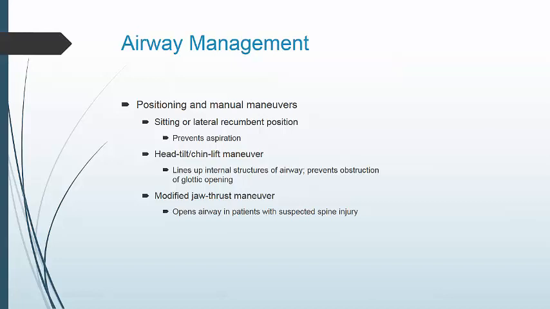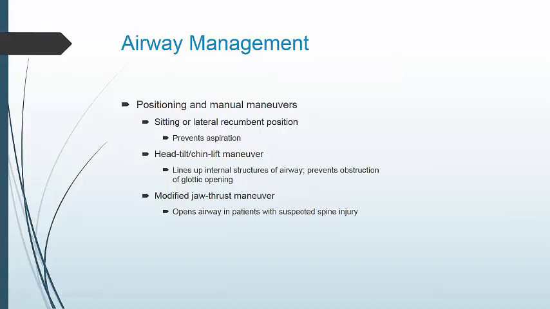Now with the head tilt chin lift, what it does is it adjusts to a position that moves that mandible to the front. And then this is going to line up the internal structures of the airway and prevents that obstruction of the glottic opening. Now this also is going to hyperextend the neck, so you cannot use it, or it's not at least the first choice, for patients with a suspected spinal injury. But if that does not provide an adequate airway, the jaw thrust may need to be used.